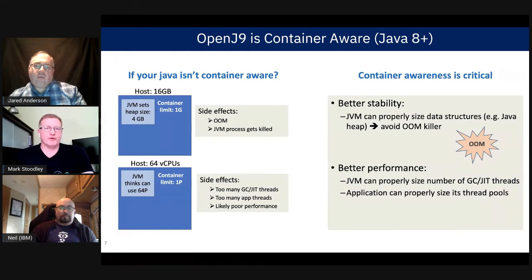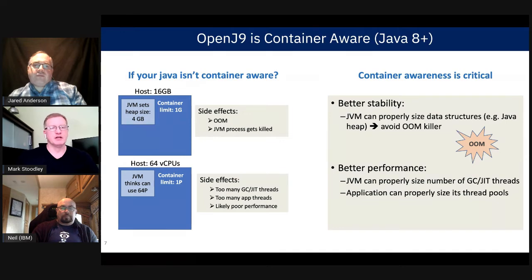Moving on to the second one, which is being aware of the limitations that are being imposed by the environment. The phrase we use for this is container awareness in the Java ecosystem. OpenJ9 is container aware all the way from Java 8 and up by default. This slide shows some of the problems you can get into if you aren't container aware.